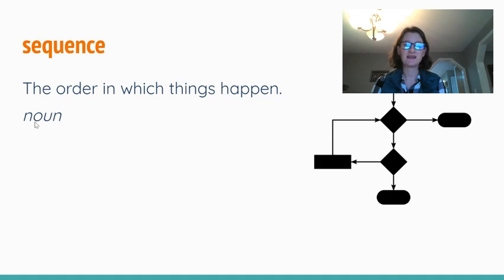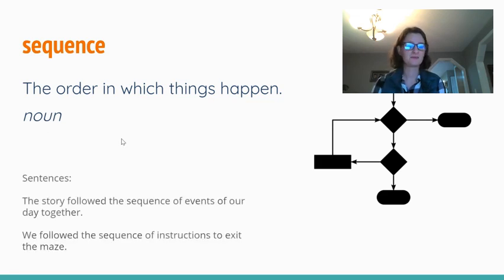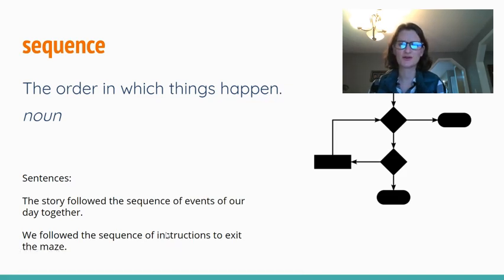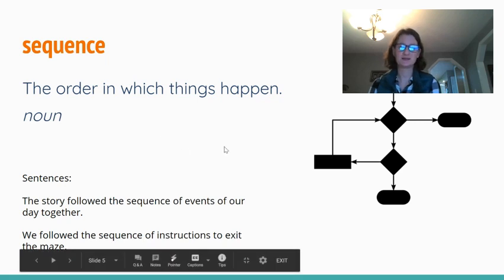And that's a noun. It's naming something. It's saying there is a sequence. Some sentences that we might use, we might say, the story followed the sequence of events of our day together. So the story followed the order in which things happened in our day together. Or we followed the sequence of instructions to exit the maze. There was an order of the right way to go to exit the maze, the sequence.